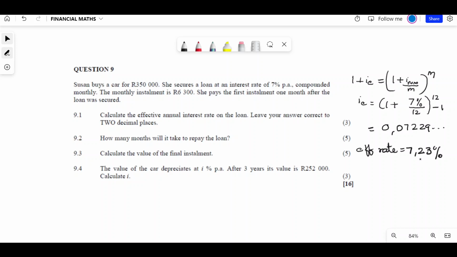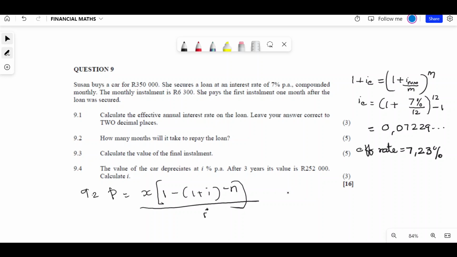Now 9.2, how many months will it take to repay the loan? Do you see the 5 marks? So you are going to use the loan and also the monthly installment. That means it's an annuity formula. Because it's a loan, it's the P, present value formula. So let's write the formula first. P equals x times 1 minus 1 plus i to the power negative n, over i.